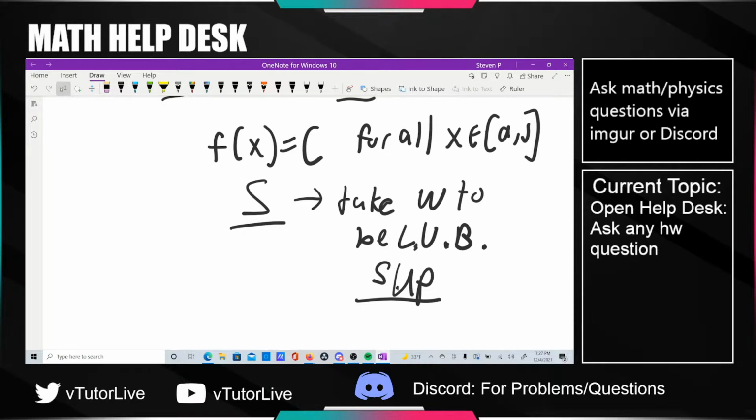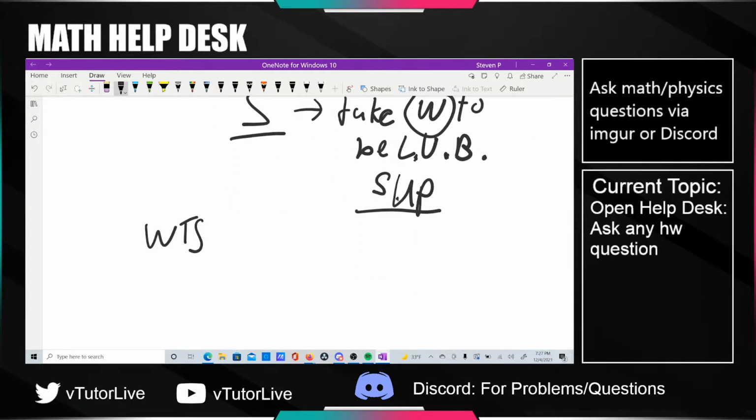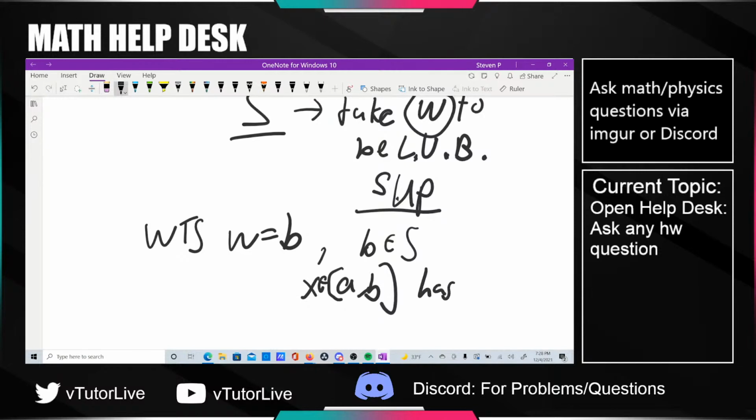But the idea at this point is, once we have W being a least upper bound, we want to show that W is equal to B. And once you show that W is equal to B, you're pretty much done. Because if B itself is an element of S, then it follows that everything from A comma B is constant, or every x element of A, B has f of x constant.